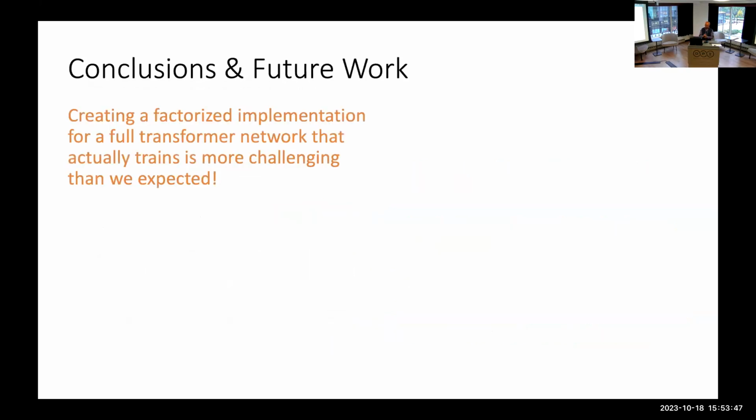Okay, so to wrap up, the first takeaway is we didn't realize how challenging it would be to create a factorized implementation for a full transformer network that actually trains on these downstream tasks. That's why I asked the previous speaker whether they'd done these, because we didn't really expect this would be an issue. Maybe you don't have that much accuracy, or you may not with different types of factorization, but just to get it to train was a challenge.